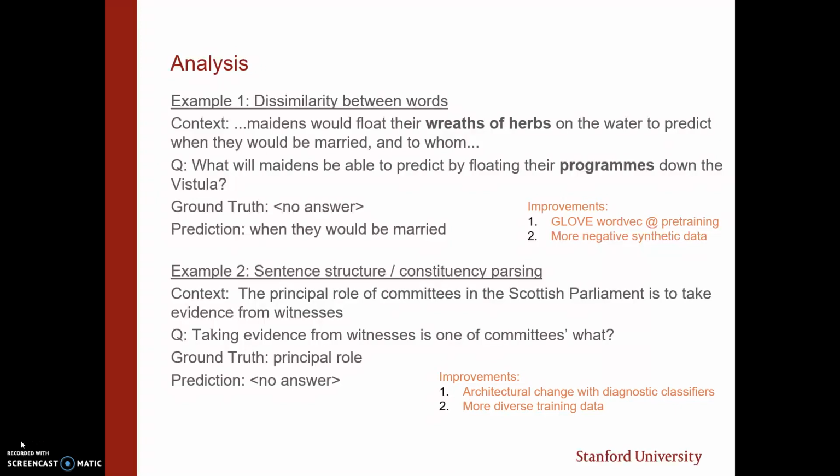Our second idea of improving BERT was also understanding better sentence structure and constituency parsing. We saw that if the question had an unconventional structure, our model struggled. An improvement to this could be having an architectural change of BERT by feed-forwarding diagnostic classifiers and understanding part of speech and dependencies better. And we could also improve the model by having more diverse training.